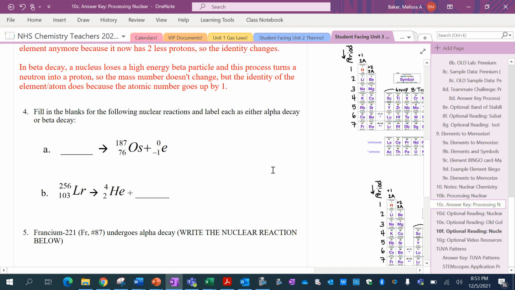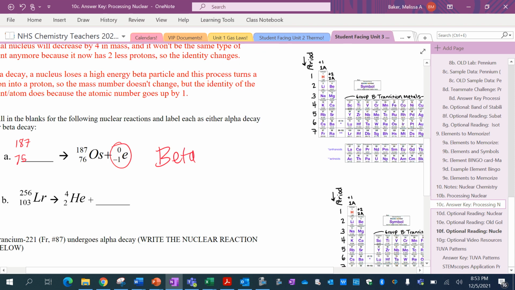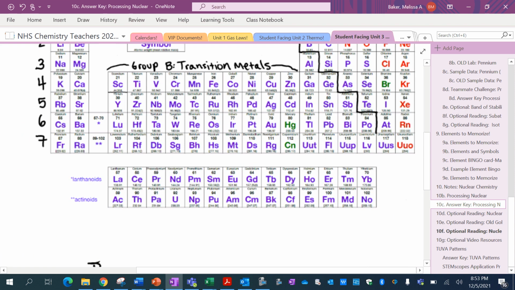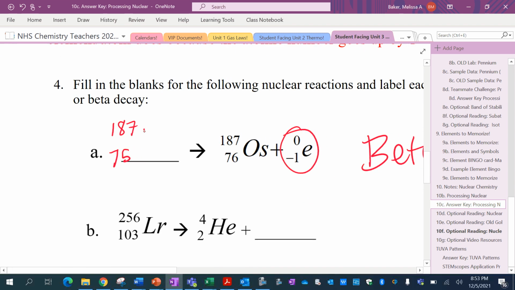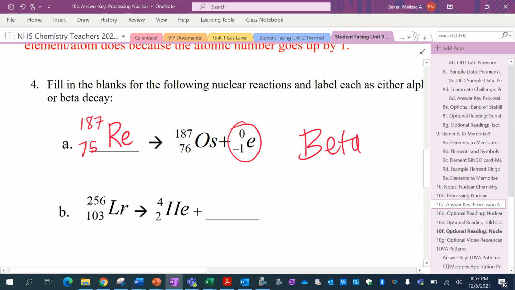Fill in the blanks of the following nuclear reactions and label each as either alpha or beta decay. Well, this is kind of the symbol that goes with beta decay. And we know the mass doesn't change, so it's still going to be 187 on the top. Since the atomic number goes up by 1, it must have been 75 before. And then I need to look up number 75. It's Re. So Re goes here. That's a beta decay that just happened.